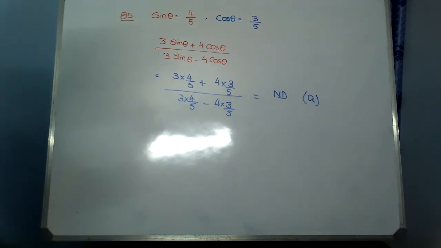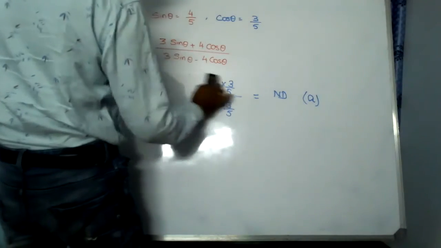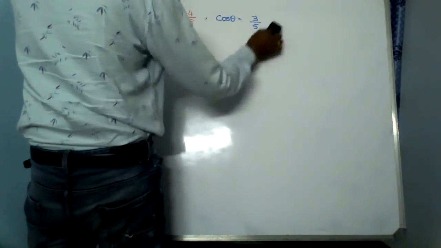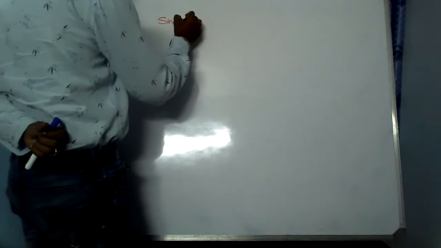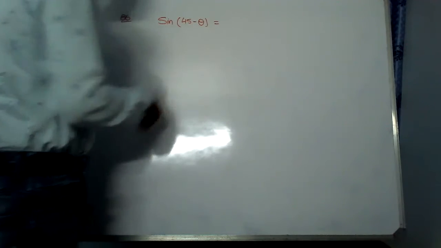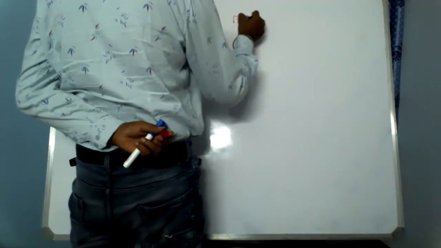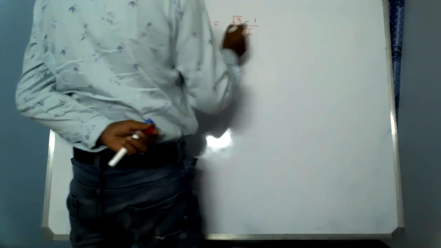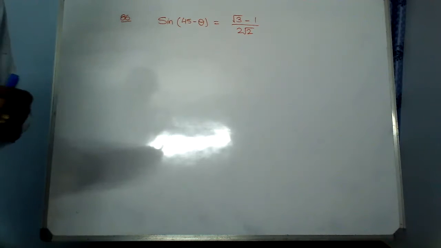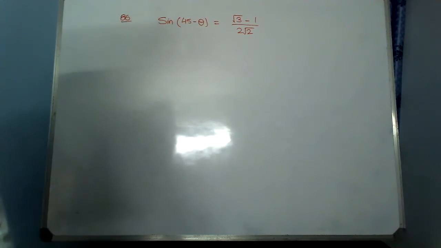Next question is sine 45. Okay, let me write. Question number 86. So what it says, sine of 45 degree minus theta. It's not very clear though. It's sine of 45 minus theta is equal to root 3 minus 1 divided by 2 root 2. Root 3 minus 1 divided by 2 root 2. In this case, and theta is an acute angle, then what will be the measure of theta?